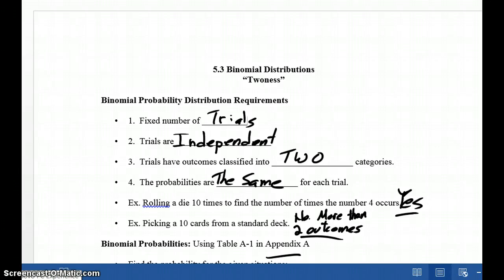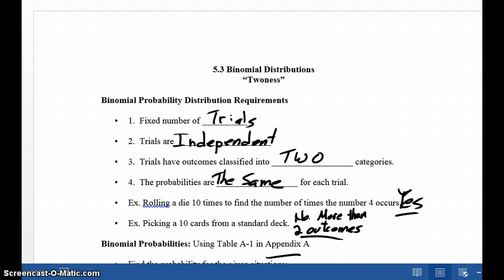Alright class, today we're going to be working on Chapter 5, Section 3, Binomial Distributions. They're a bit different than probability distributions, but they're a type of probability distribution. It's a specific type that has the idea of two-ness. It's kind of a made-up word, but it gives you the idea that you only have two options when you look at a binomial distribution.